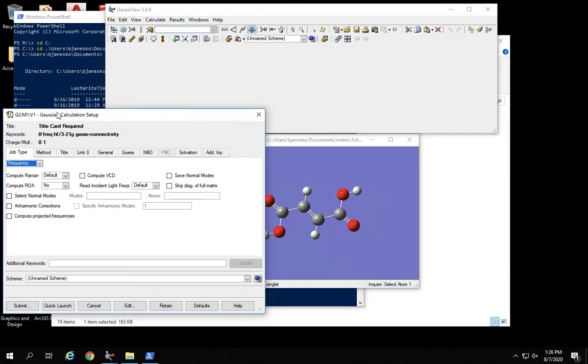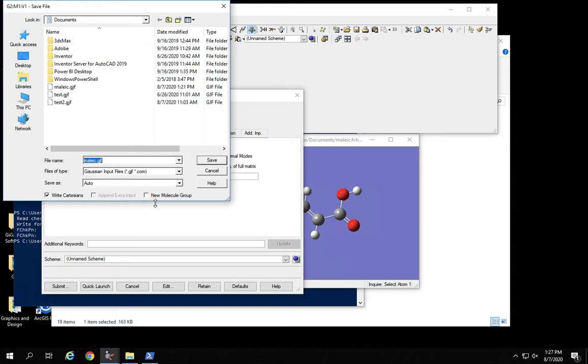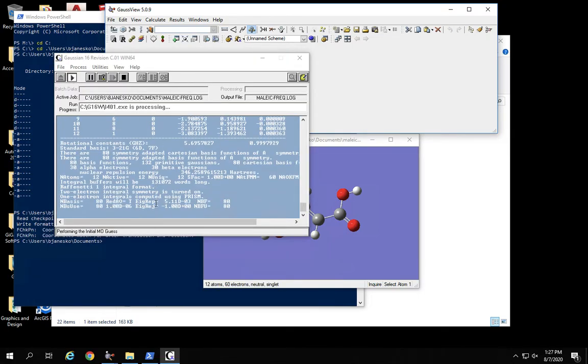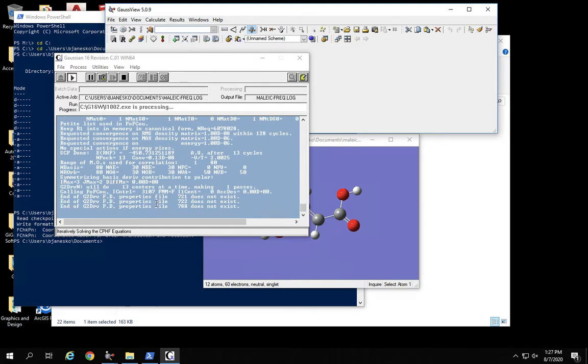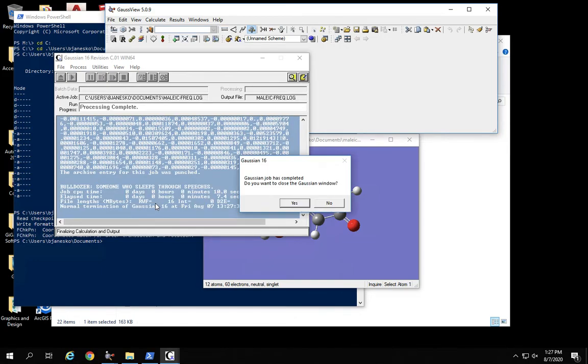So I've changed this job type to frequency, and so you can see up here I'm using the same method as before. I'm going to use this same geometry that I optimized before, but I'm calculating a vibrational frequency. To keep things simple, I'm not going to compute the Raman activity. That'll save me a little bit of time. I'm going to submit this as a new input file. Submit it to Gaussian. And it's going to run, it's going to recompute the orbitals and compute second derivatives of the energy with respect to all of the Cartesian coordinates.